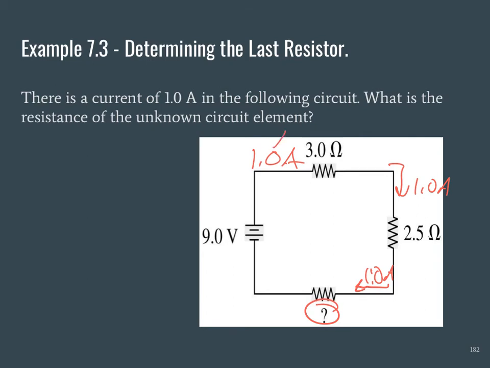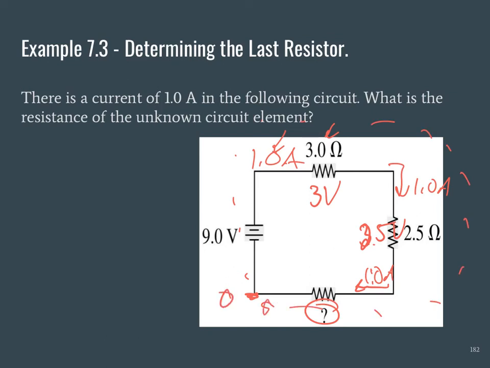I have 1 amp of current and 3 ohms of resistance. So Ohm's law says 1 amp times 3 ohms, that's 3 volts that are being dropped across this resistor right here. 1 amp times 2.5 ohms is going to be 2.5 volts across here. So now Kirchhoff's loop law states that if I were to start here and go across my entire circuit and come back here, the voltage drop has to be 0.